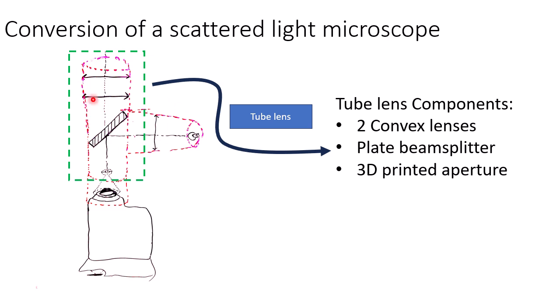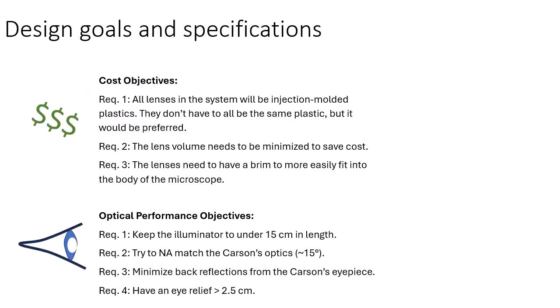For our tube lens up at the top, so that we can get the image that's coming out of the microscope, passing through our aperture, going through the beam splitter, and then going through our two convex lenses to our observer up at the top. What that'll take is our two convex lenses, beam splitter, and 3D printed aperture. Ideally, we're going to use the same convex lenses to really simplify the cost and the manufacturing of this. The plate beam splitter is the same, and the aperture does the same thing.